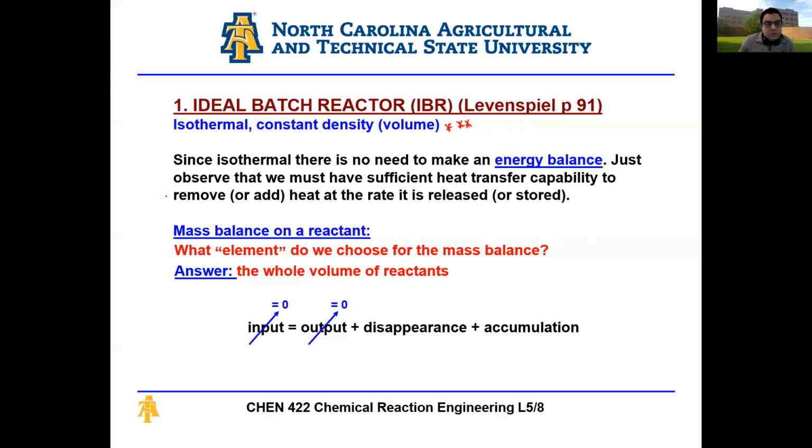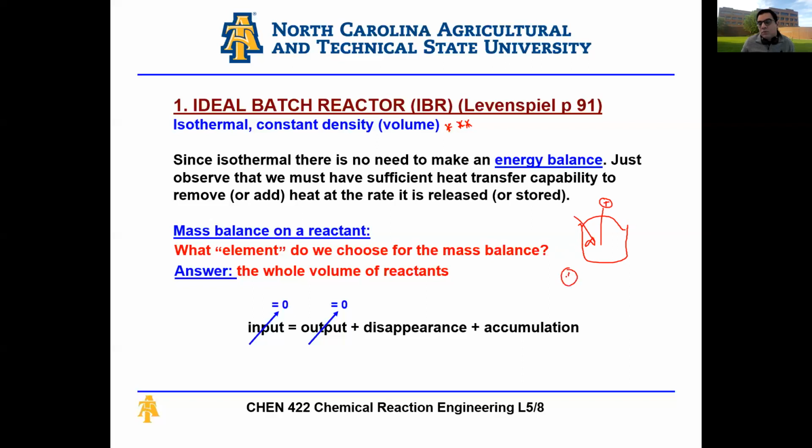Okay, so now let's look at the mass balance. What element do we choose for the mass balance? If you recall from the mass balance, we said we're going to divide the reactor into a bunch of elements, but in your batch reactor, we made a few assumptions, if you remember earlier. It was basically like a closed cooking pot, right? You have a timer, and then you have a mixer here. We made a few assumptions.